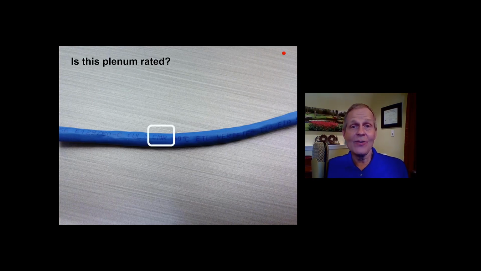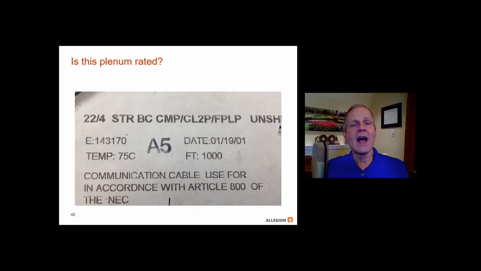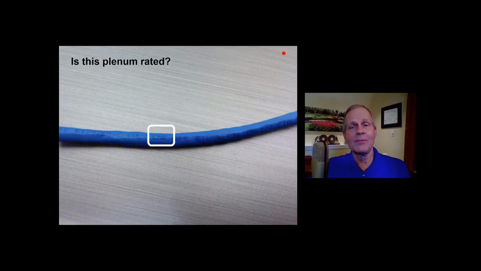Okay, so if you said no, if you thought that this was not plenum rated, you would be correct. You see it is labeled CMR, not P, but R. So R is an indication that it is riser cable. So what is riser cable? Well, it's cabling that rises between the floors of a building. So for those types of wire runs, we do need to use riser cable.